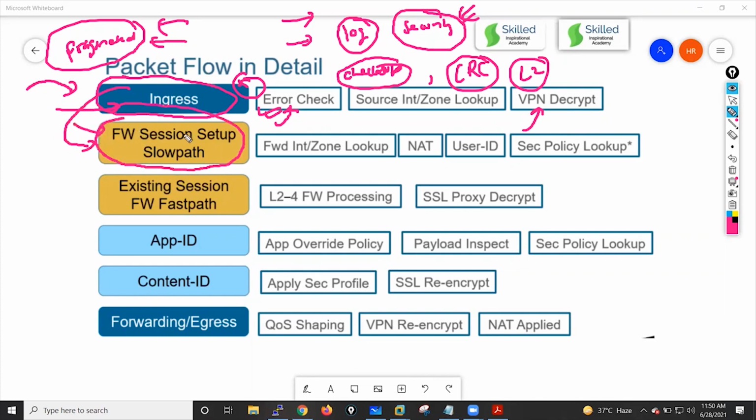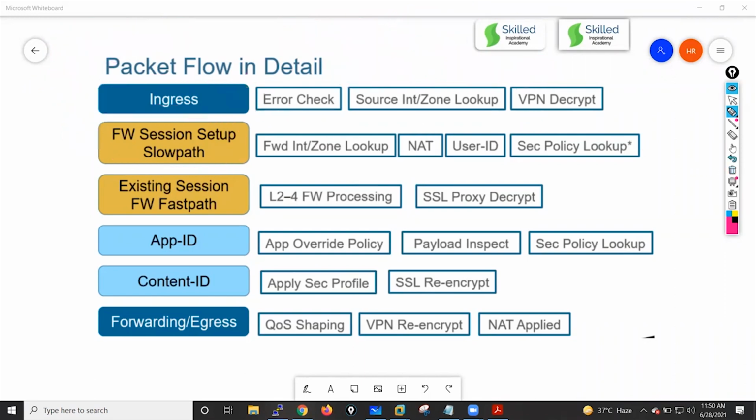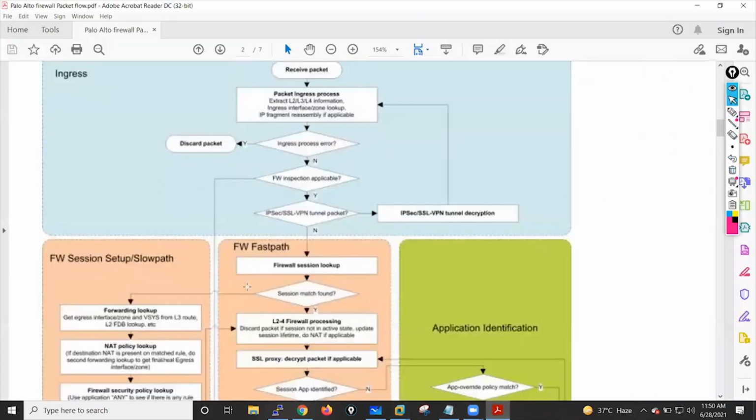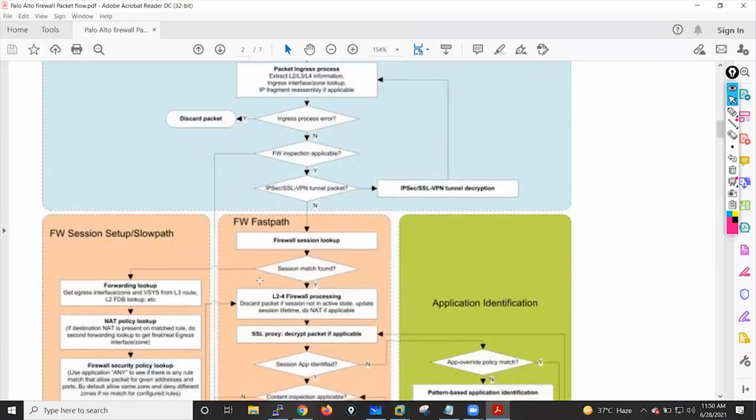firewall sends this packet for the firewall session setup, or we can say connection setup state, which is also known as the slow path, right? So in the slow path, generally the first check performed is your zone protection profile. If I go into this particular diagram, this is the diagram of your packet flow, right? You will see here, first it will do the lookup into your zone protection profile, right?